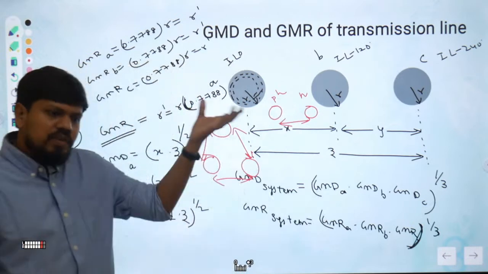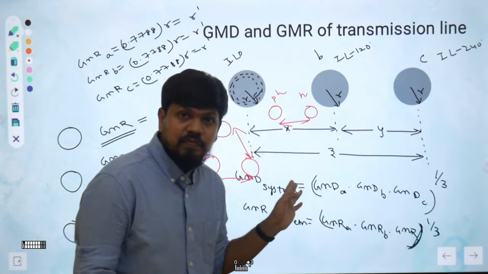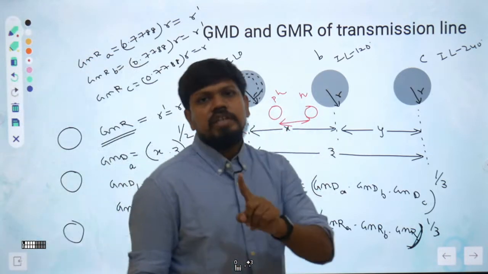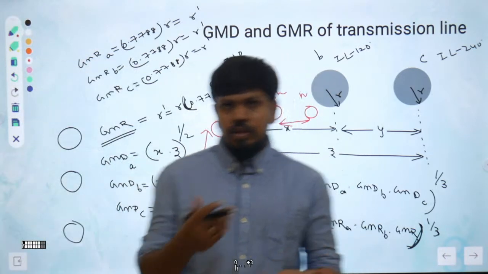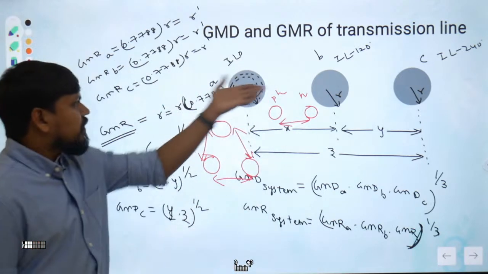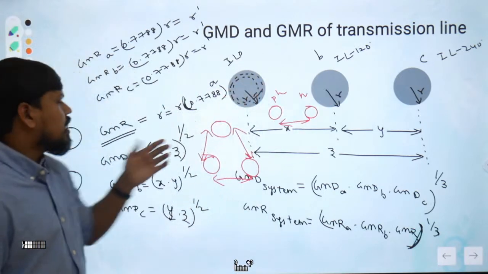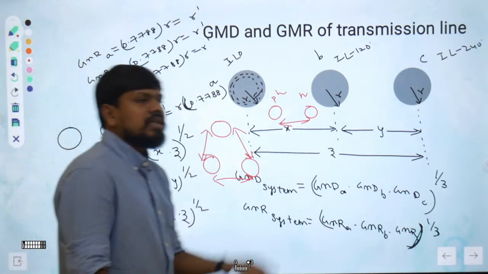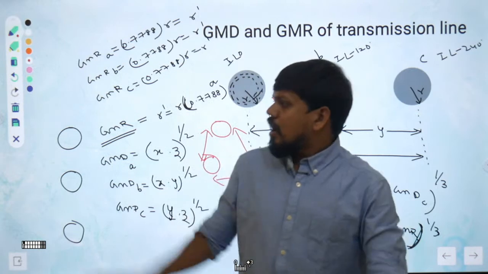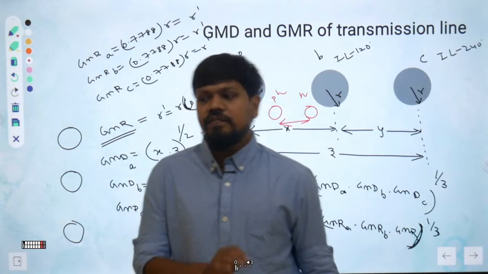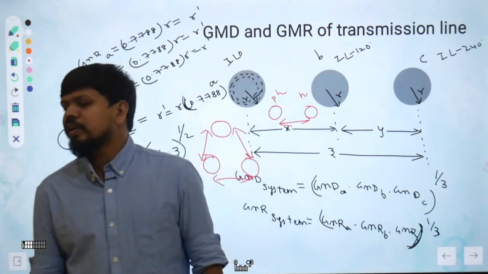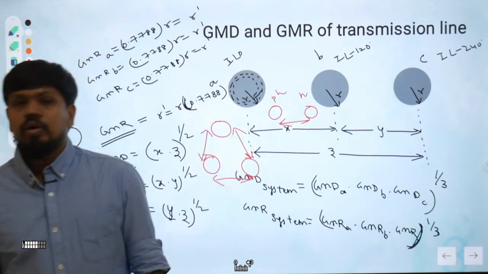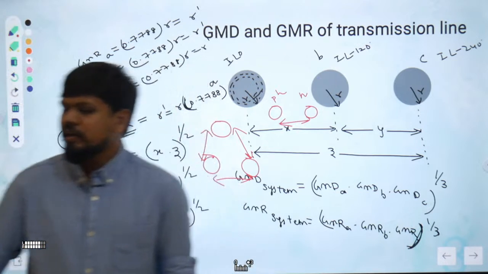For everything, no need to do phase analysis separate and neutral analysis separate. For everything a per phase model will represent, whether that is three phase unsymmetrical configuration or three phase symmetrical configuration, whether that is horizontal configuration or vertical configuration. For everything you need to represent a per phase model. So that's how you can make. So this is all about GMD and GMR calculations only.